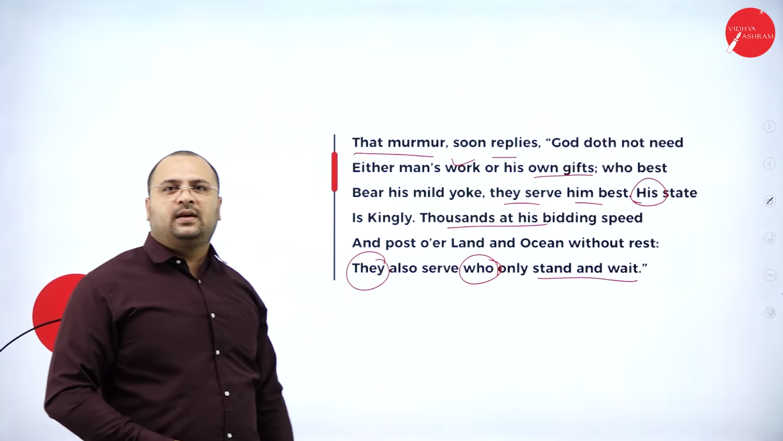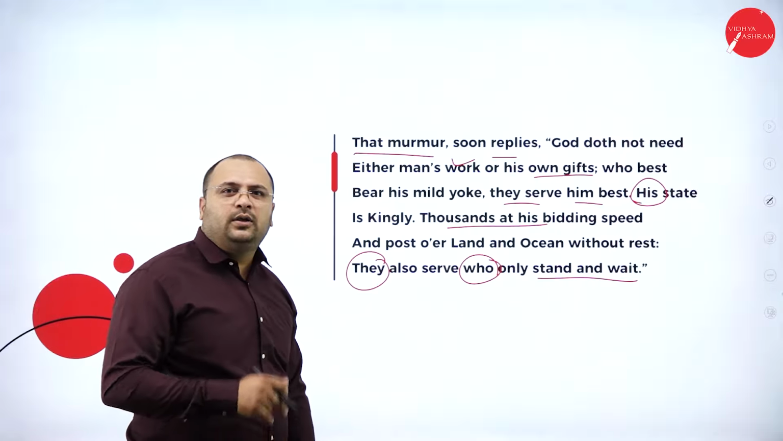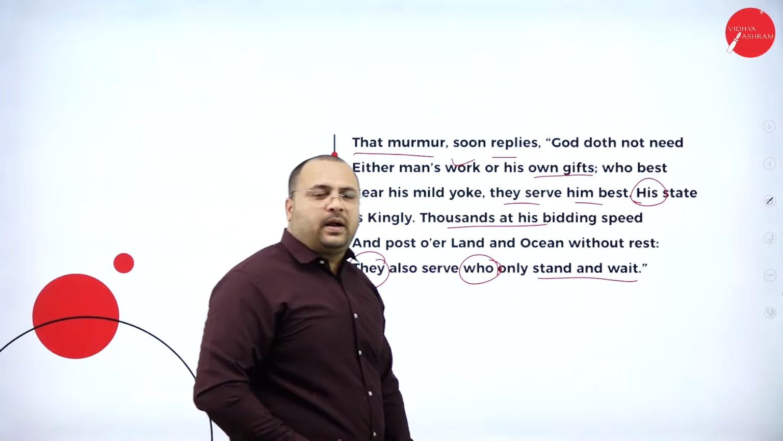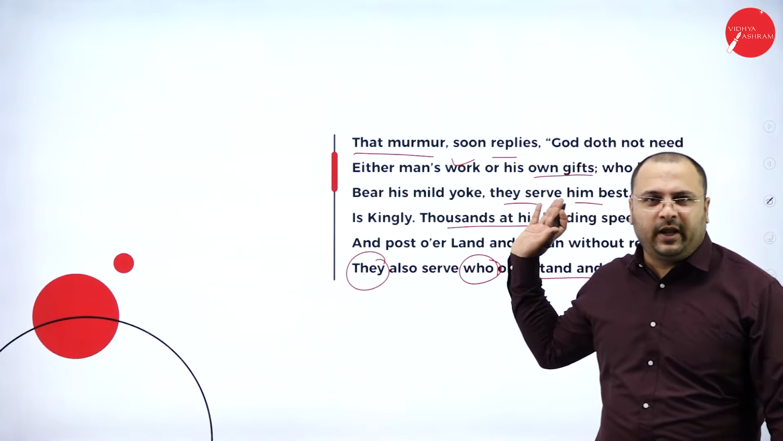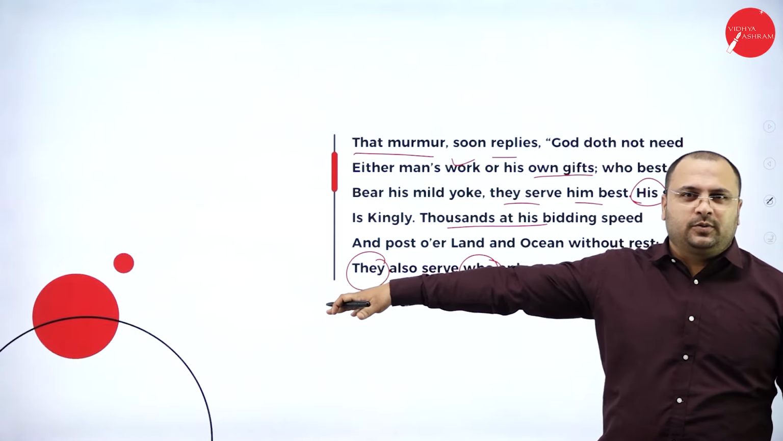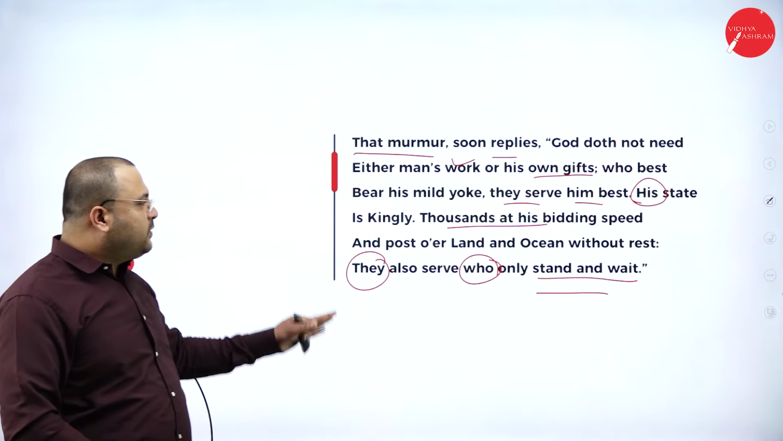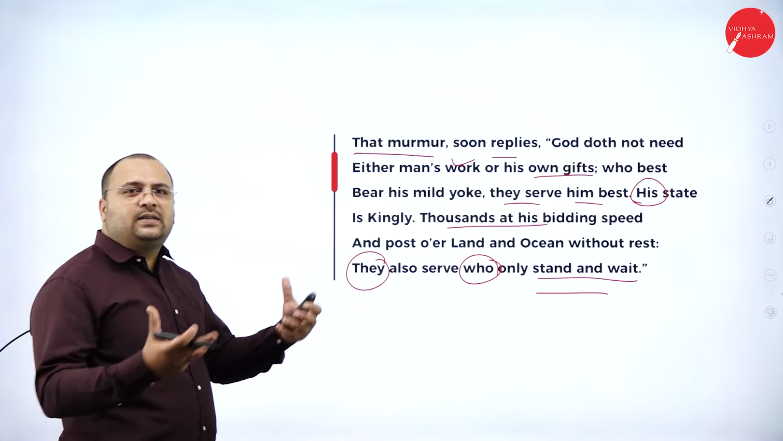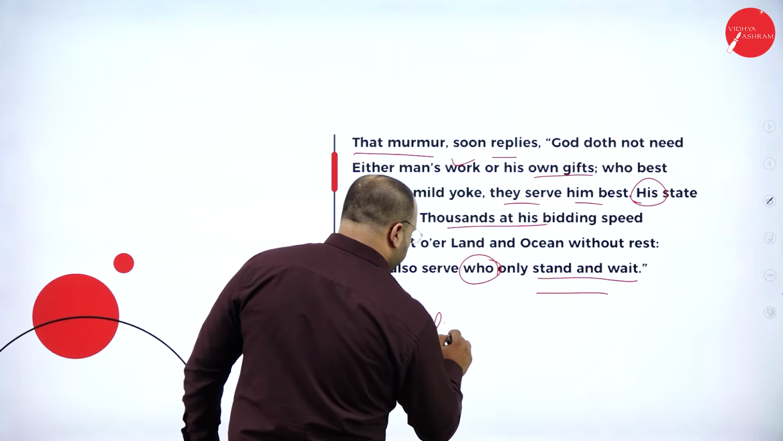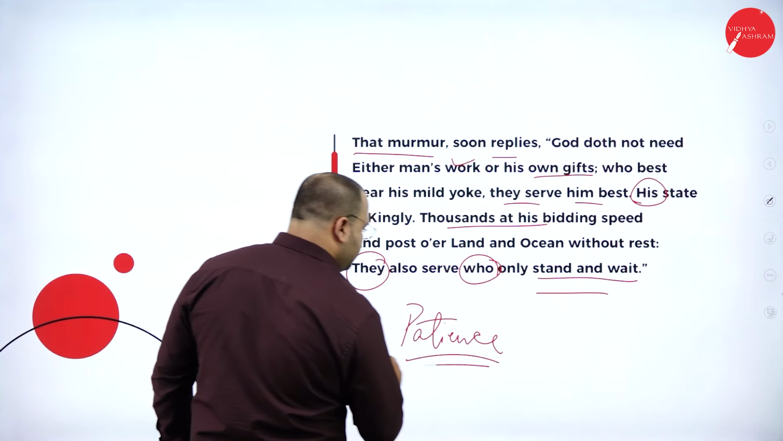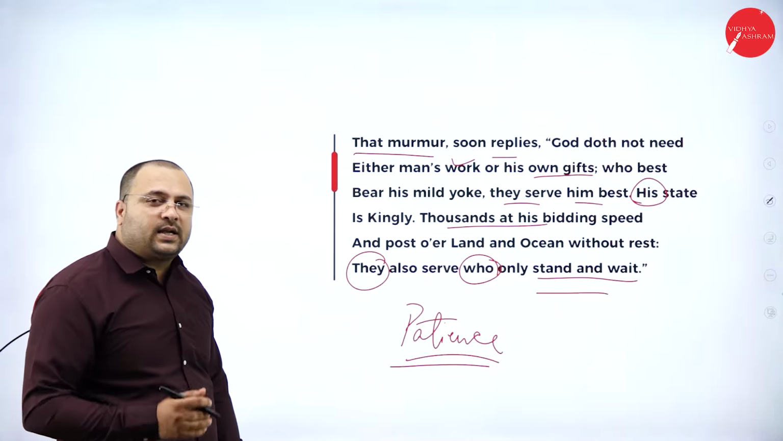And finally he says, dear poet, you need not worry about anything. God does not need your hard work or your talents, which are his own gifts. But God has many servants. His state is kingly. Many thousands are serving at his bidding, and they will also do good to you if you have patience. That is the meaning of the sonnet. You have to understand this. If you are asked to summarize the entire poetry into one word, that one word would be patience.